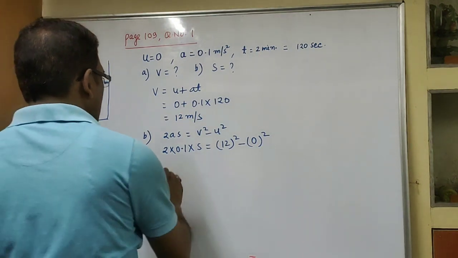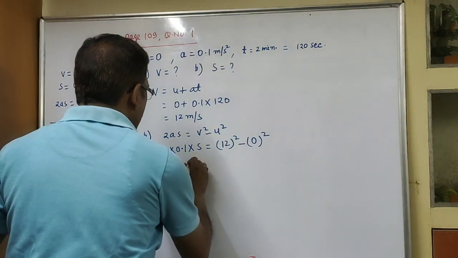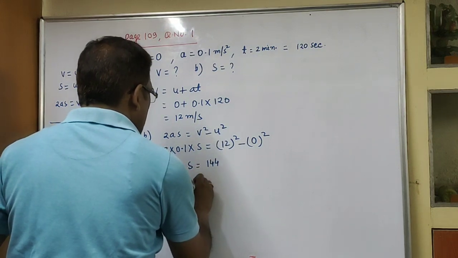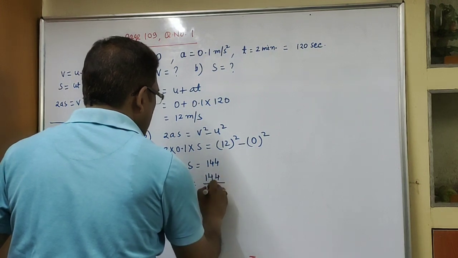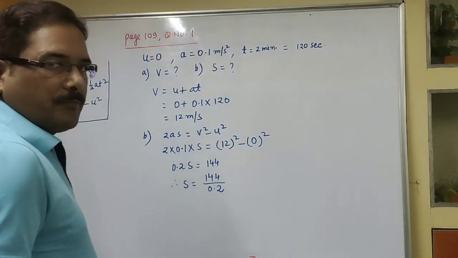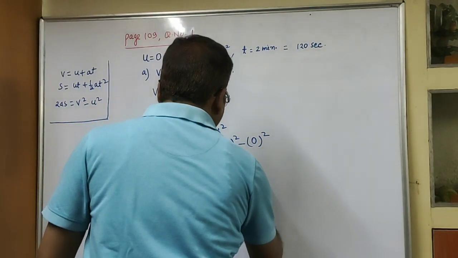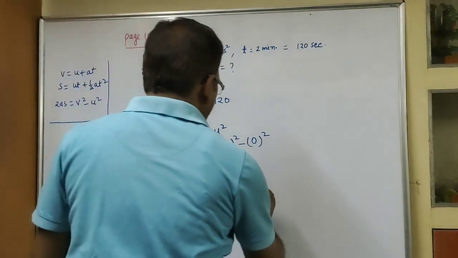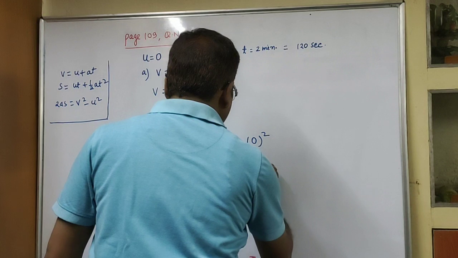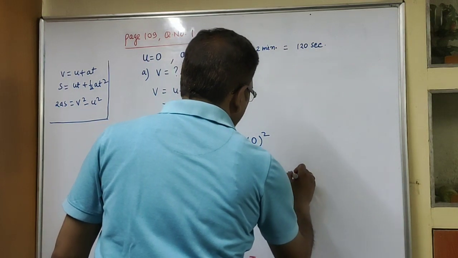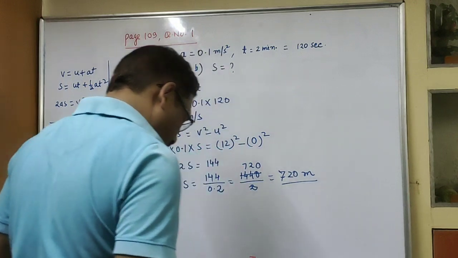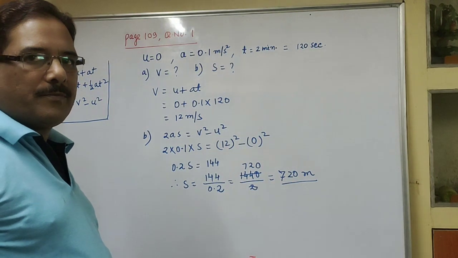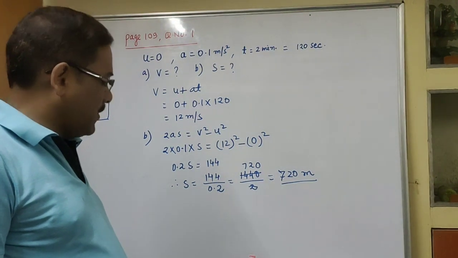So it will be 0.2 s is equal to 144. Therefore, s is equal to 144 by 0.2. This can be written as 1440 by 2 by removing the decimal. After simplification, you will get 720 meter. So distance traveled by the bus is 720 meter. In this way, you have to solve the numericals.